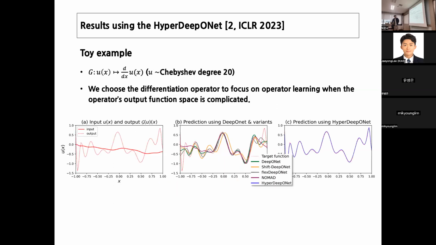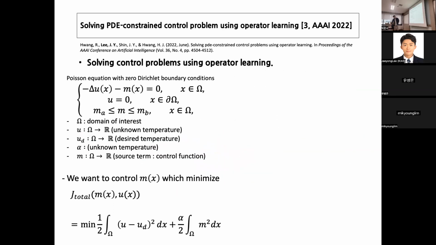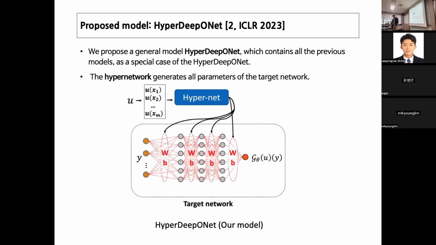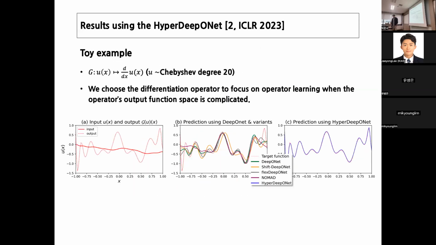Okay, here is another one. Oh yes, the next one. As you can see, the hyper DBONet is more efficient than the other methods, but I don't understand how these methods show efficiency.